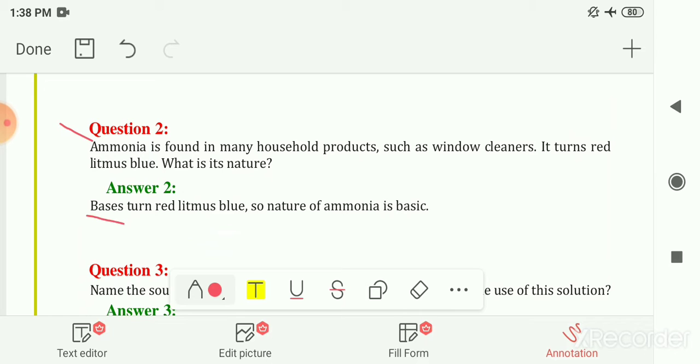So as we had seen that bases turn red litmus paper into blue, the nature of ammonia is basic. Ammonia, you can denote it by NH3. It is a compound of nitrogen and hydrogen.